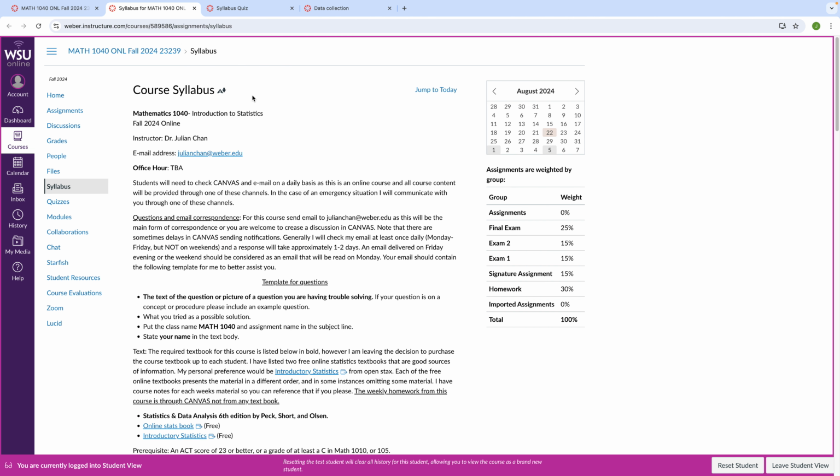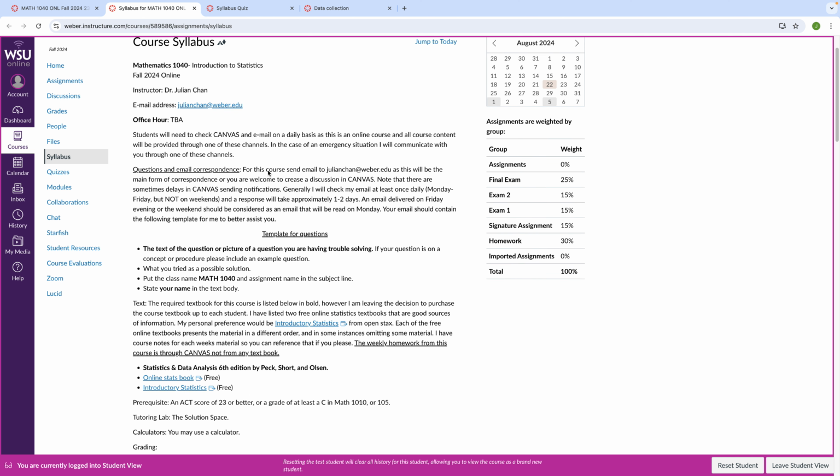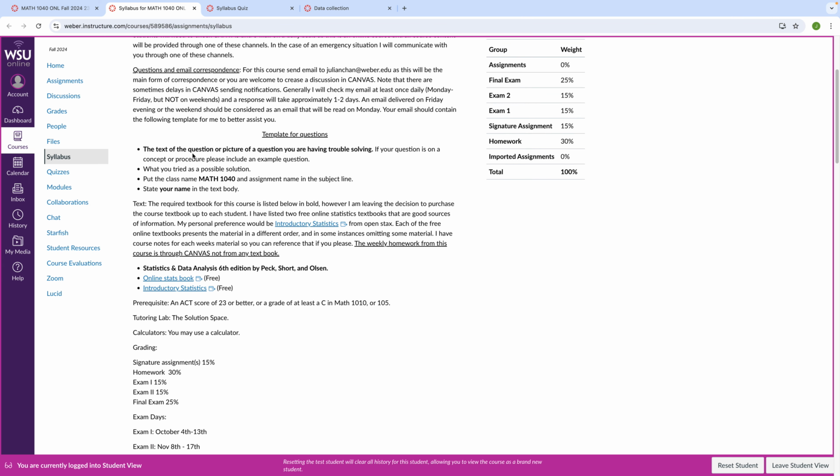So this is your syllabus for Math 1040. My email is really important for email correspondence. When you email me, I have a template. Basically, the most important thing that you can do when you're emailing me is take a screenshot of what it is that you're having trouble solving, so that I know exactly what you're referencing and what needs to be solved. It's also useful to put Math 1040 in the subject line and your name somewhere.